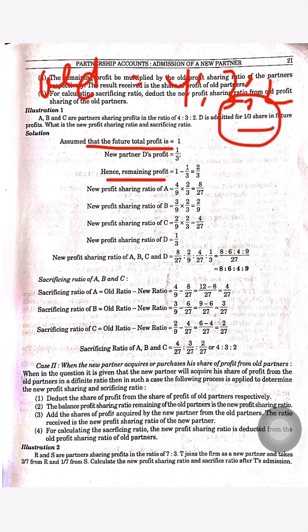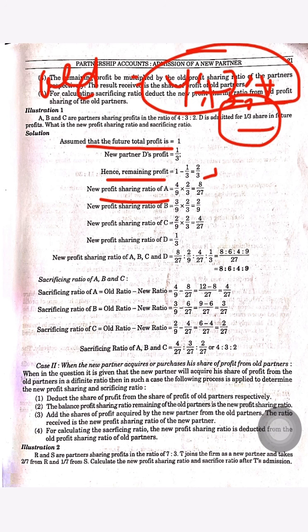So the new partner's share was 1/3. So 1 minus 1/3 will be 2/3. Now the new profit sharing ratio of A will be old ratio multiplied by remaining share. The formula for getting the new ratio will be old ratio multiplied by remaining ratio. Old ratio is 4:3:2. It means 4 upon the total of 4 plus 3 plus 2, so 4 divided by 9, 3 divided by 9 and 2 divided by 9.